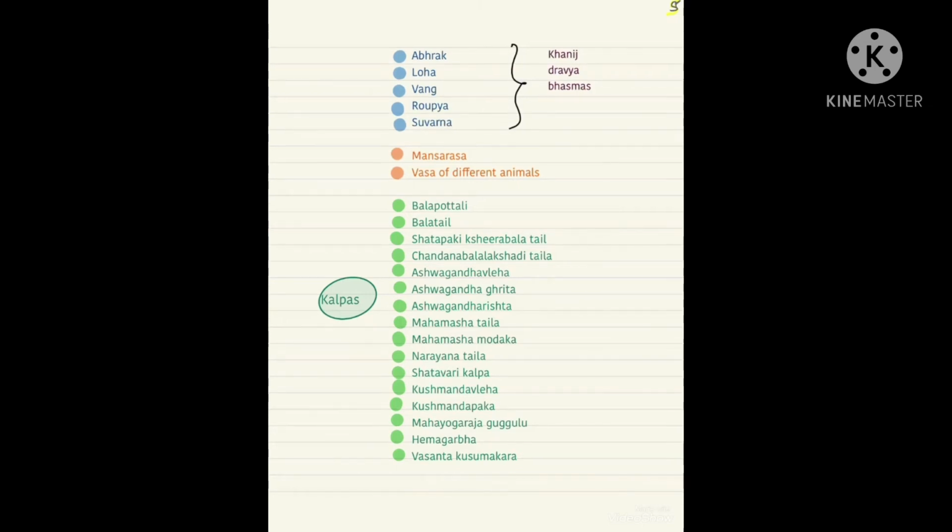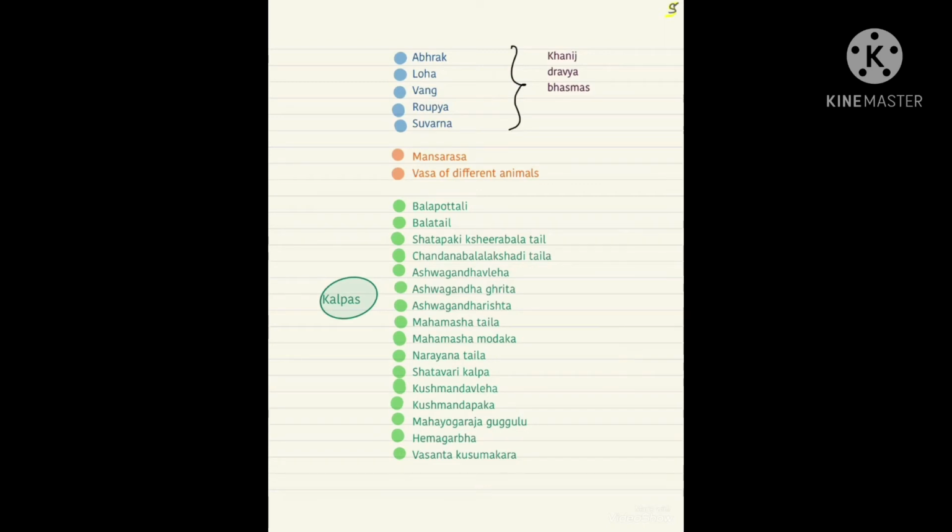And some of the kalpas that are used are Bala Pottali, Bala Taila, Shatapaki Kshir Bala Taila, Chandan Bala Lakshadi Taila, Ashwagandha Valeha, Ashwagandha Ghrita, Ashwagandha Rishta, Mahamash Taila, Mahamash Modak, Narayan Taila, Shatavari Kalpa, Kushmanda Valeha, Kushmanda Pak, Mahayogaraj Gugulu, Hema Garbha and Vasanta Kusumakar. So to remember this list, you can see that two kalpas are made up of Bala, and Ashwagandha also 3 kalpas are there, Mahamash 2 are there, Kushmanda are there. So these are a few important ones.